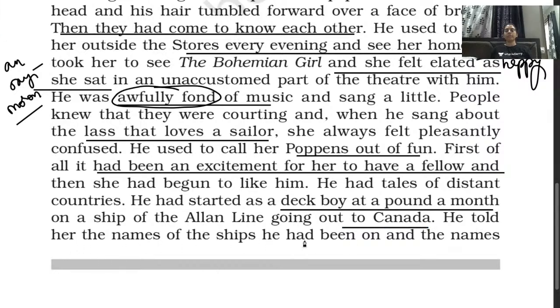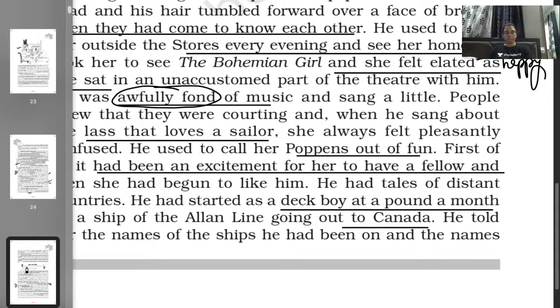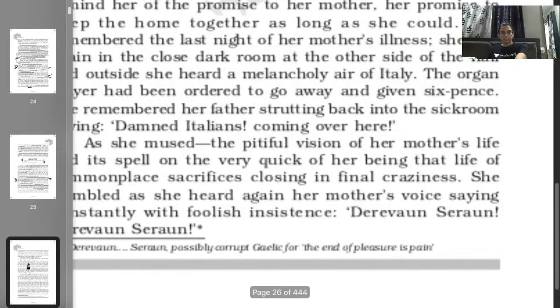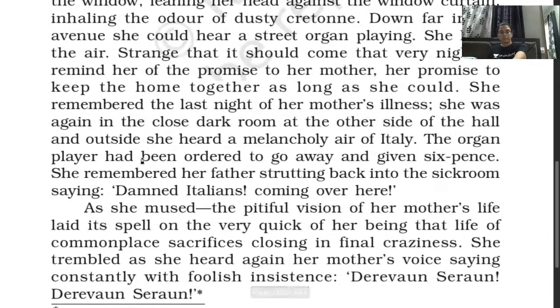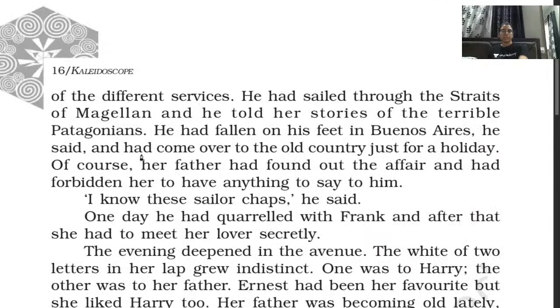He told her names of the ships he had been on and the names of different services. He had sailed through the Straits of Magellan and he told her stories of the terrible Patagonians. He had fallen on his feet in Buenos Aires, he said, and he had come over to the old country just for a holiday.